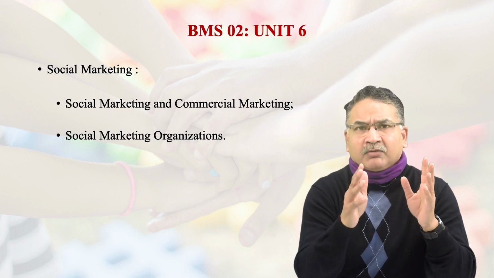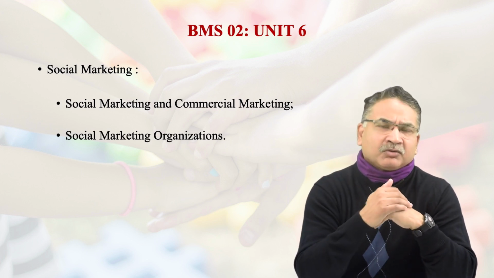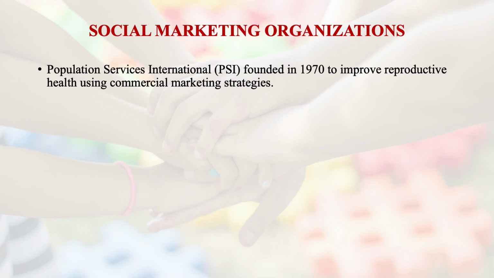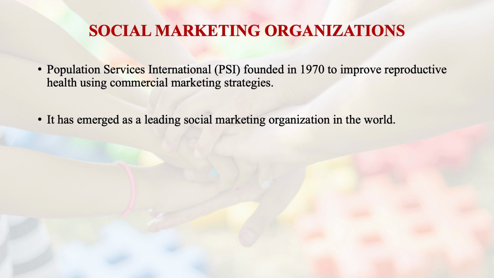We would like to give you a case of one very famous social marketing organization, known as Population Services International. This organization was founded in 1970 and its objective was improving reproductive health using commercial marketing strategy. Means this organization used all those strategies of commercial marketing for a social cause, and the social cause was improving reproductive health. This organization has emerged as the leading social marketing organization in the world.